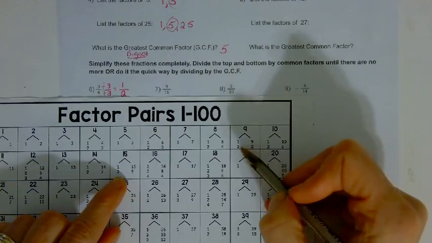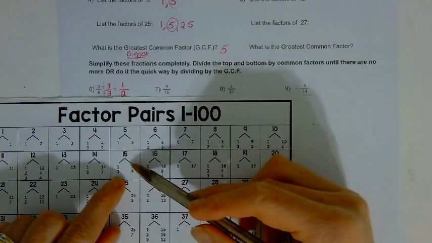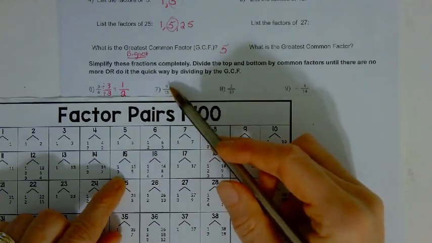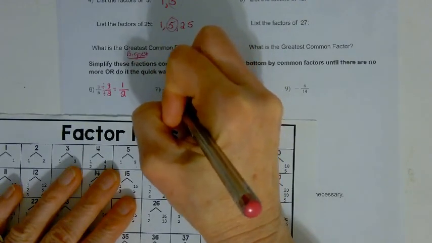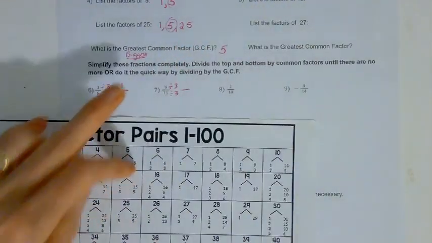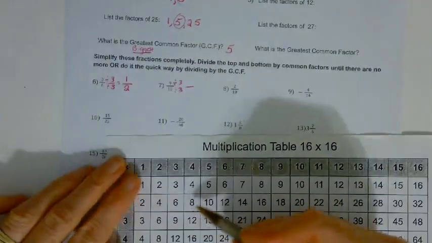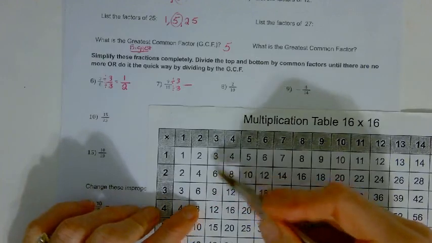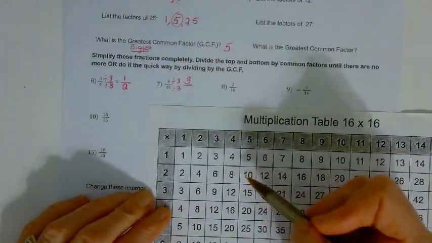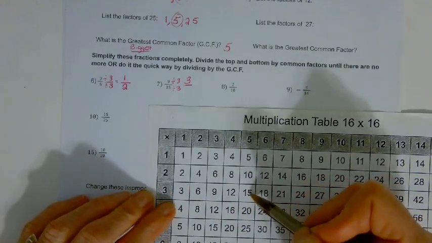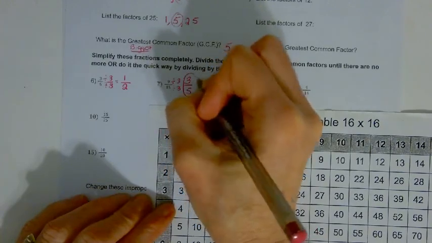So we're going to divide the top and the bottom. 9 has a factor of 3, and 15 has a factor of 3. So we can divide both top and bottom by 3. So I'm going to divide this by 3 and divide this by 3. 9 divided by 3 is 3, so that goes on top. And 15 divided by 3 is 5. And now our fraction has been simplified to 3/5.